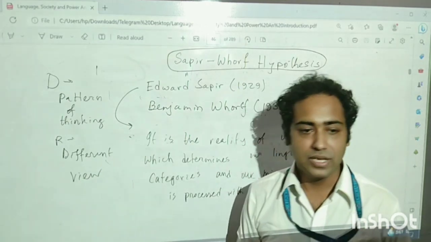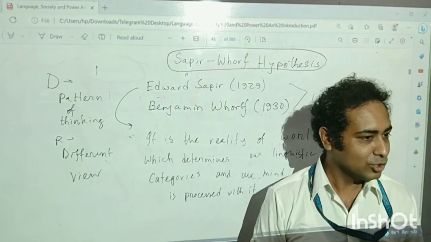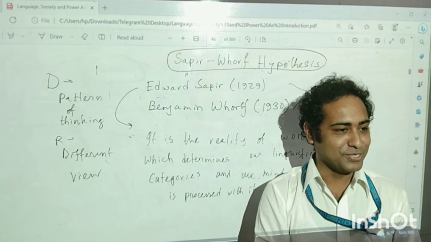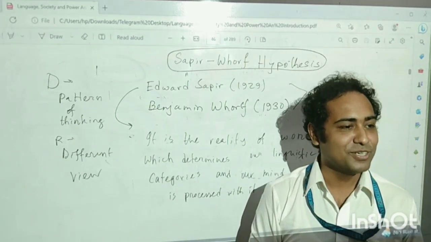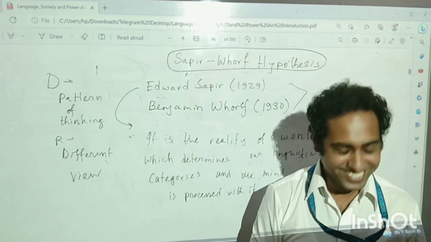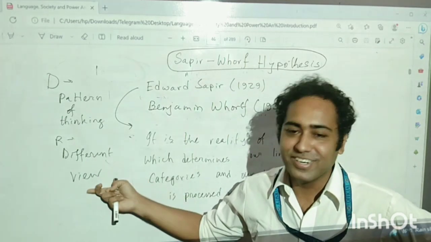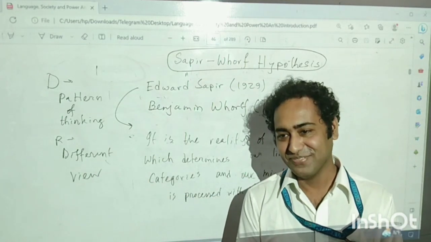Next one is different view. Different languages have different views. If you speak in Hindi, it's another type of emotion. In Chittagonian language, what do you say? So different views of different languages. You feel different in every language. All the meaning is the same, right?